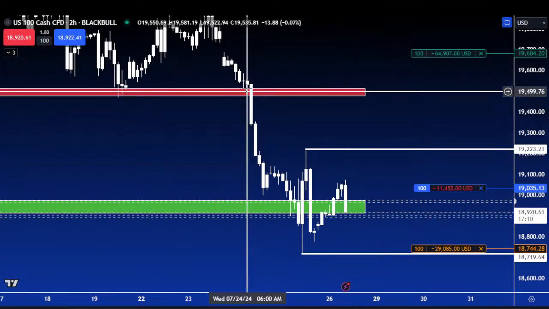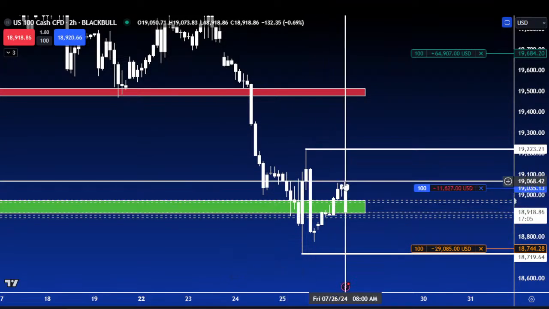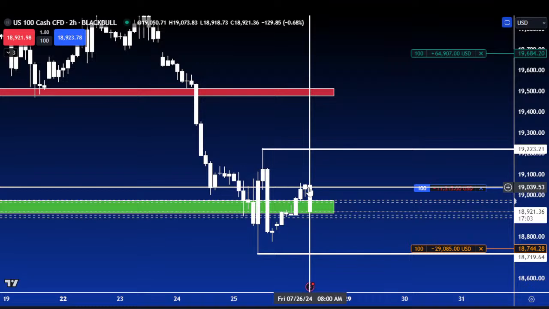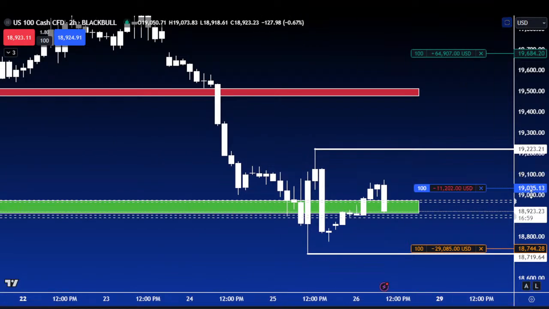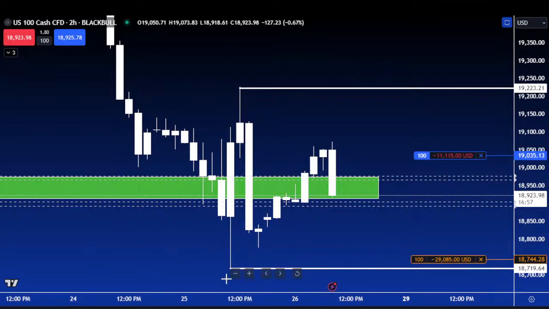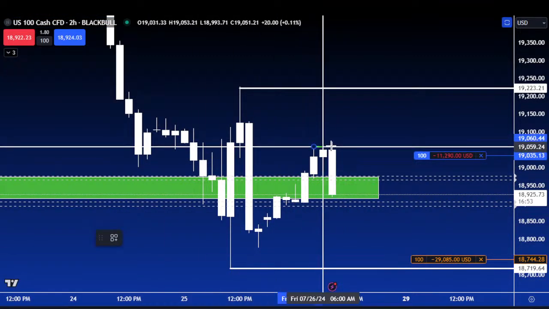Okay, but price is still falling. Run, pullback, run, pullback, and we've just made a lower high. This high is lower than this one. All right, so I'm gonna just illustrate that here, like this.